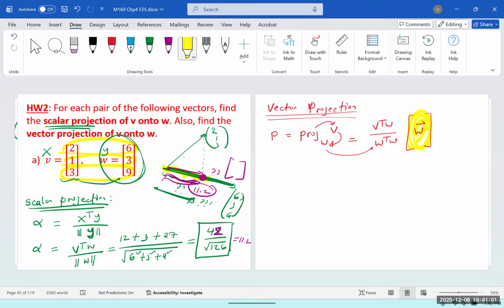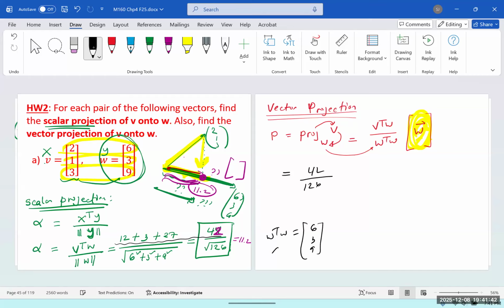What vector do we get on the w vector? That is the projection of the v vector. So this is our v vector. When you project, what vector do we get on the w vector? So v transpose w is this one, which is 42. Now w transpose w is 126. Remember, w transpose w means you're multiplying w by itself.